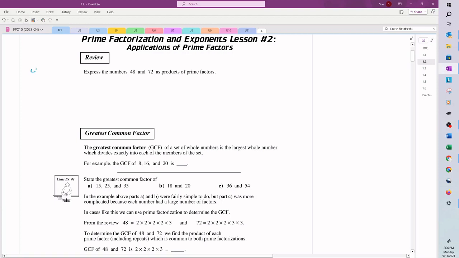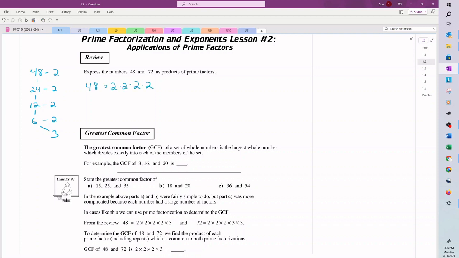So let's do 48. 48, if I divide that by 2, I get 24. If I divide that by 2, I get 12. That divided by 2 gets me 6. That divided by 2 gets me 3, and 3 is prime, so I'm finished. And so I get 48 equals 2 times 2 times 2 times 2 times 3, which I can also write as 48 equals 2 to the power 4 times 3.